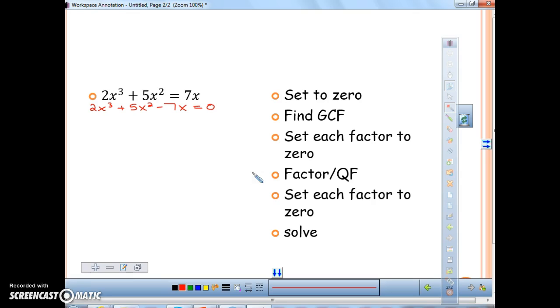All right, does this one have a GCF? Some people say no, you say an x. Yeah, it does have an x in common. We could divide all three terms by an x. So now we would have x times what?